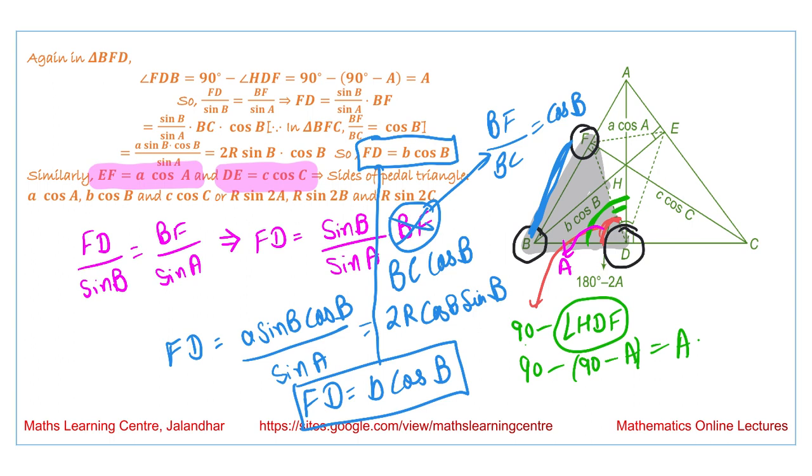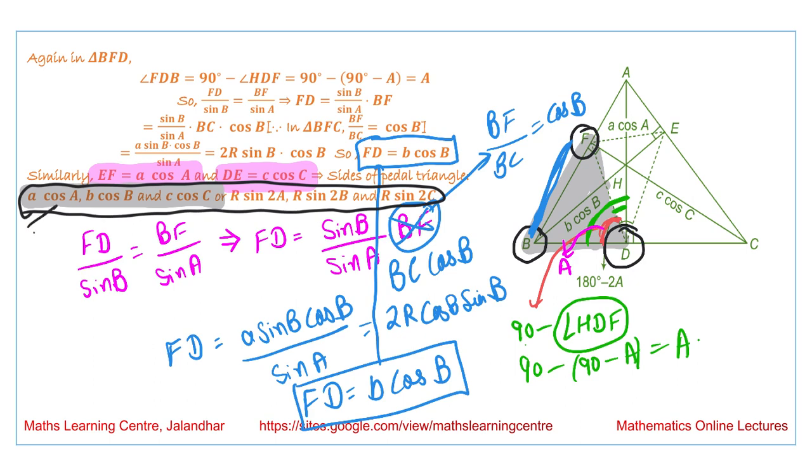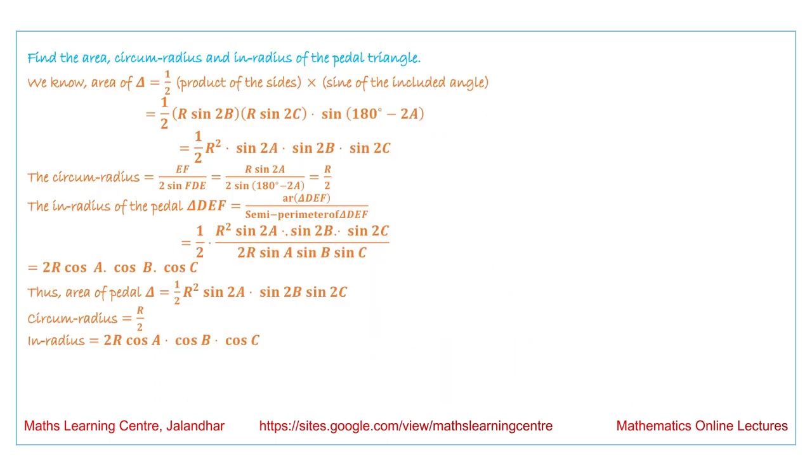So the final result is that the three angles are 180 minus 2A, 180 minus 2B and 180 minus 2C, and the three sides are given by these lengths. Next we have to calculate the area, circumradius and inradius of the pedal triangle.